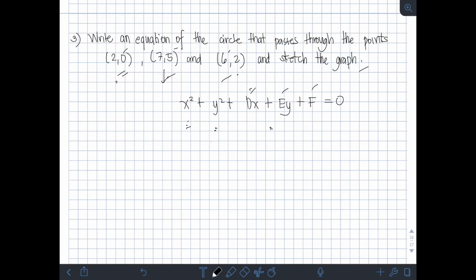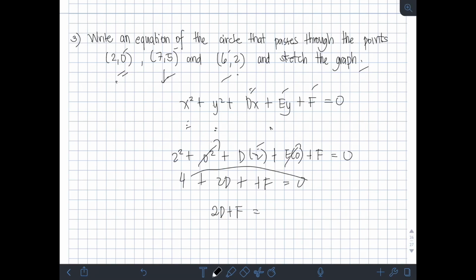So, dito muna tayo sa (2, 0). Substitute natin yung 2 sa x, saka 0 sa y. So, we have 2² + 0² + d times 2 + e times 0 + f = 0. So, ilan to? 4. So, ito cancel na. Plus 2d plus ito 0 plus f equals 0. Or simply, 2d + f equals, transpose ko na itong 4 dito, negative 4. Equation 1.